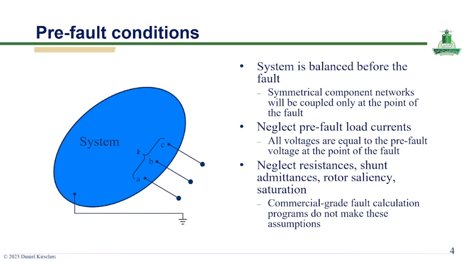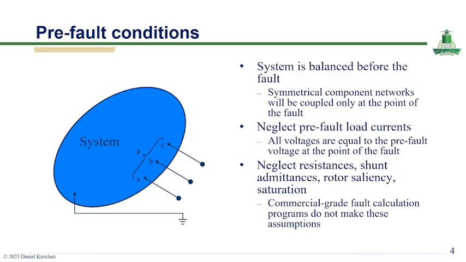Okay, this slide outlines the key assumptions made when analyzing power systems under pre-fault conditions. Before any fault occurs, the system is considered to be perfectly balanced, meaning that all three-phase voltages and currents are equal in magnitude and symmetrically spaced. Under this assumption, the symmetrical component networks remain uncoupled and only become interconnected at the fault point.